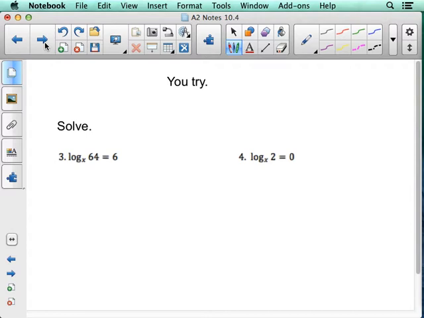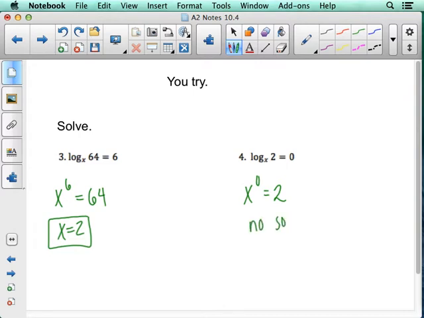Okay, next. Here we have x to the power of 6 equals 64. Now, I want to know what to the power of 6 is 64. So that's 2. 2 to the power of 6 is 64. Now let's try this one. x to the power of 0 equals 2. So what does x have to be? Well, this is no solution. Anything to the power of 0 has to equal 1, so this is no solution.